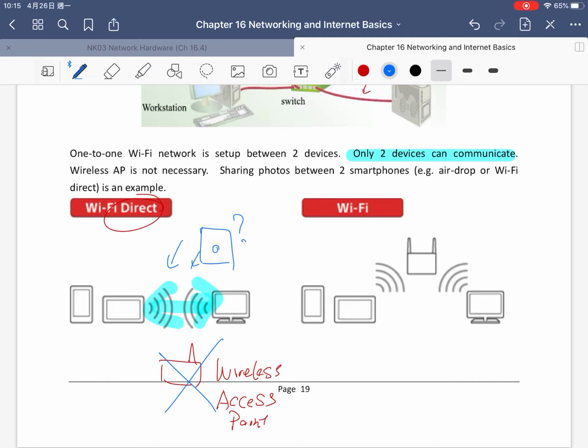But if you set up an AP, one access point, AP stands for access point, then they can communicate with the access point, and if there is another computer, it can communicate with the access point, so that all three computers can communicate with each other. For the Wi-Fi Direct, it is only suitable for temporary communication only.